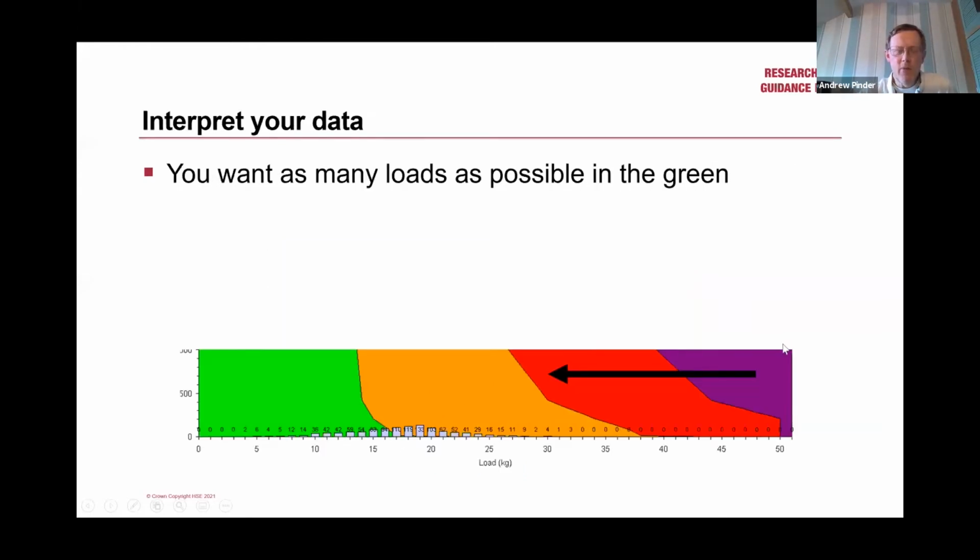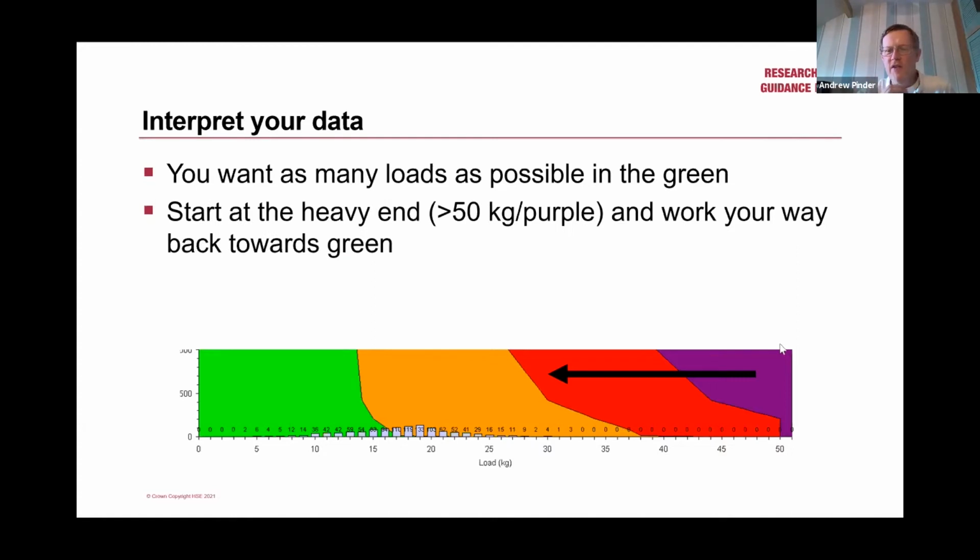And the basic idea with making sense of the graphs is you want to get as many loads as possible into the green region because that's safer. So what you do is you start at the heavy end, the 50 kilos, the purple region, depending on the frequency, and work your way back down towards the green. So you look for the heaviest load. In this set of data, there's 3 loads weighing 32 kilos.